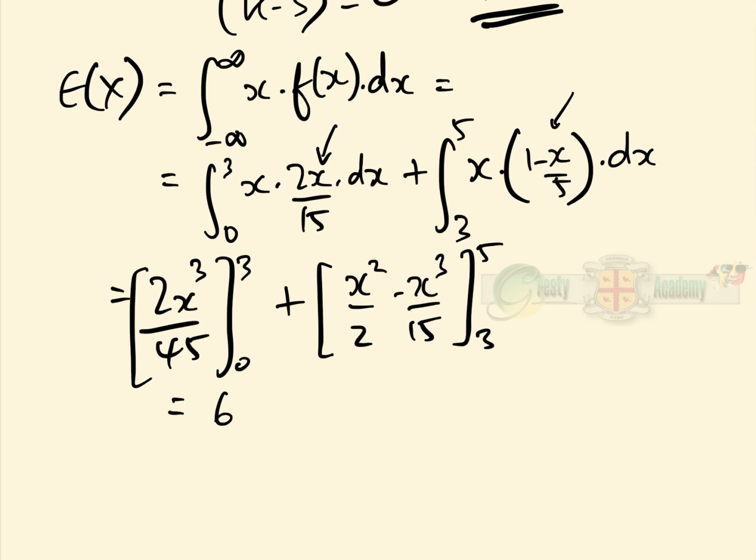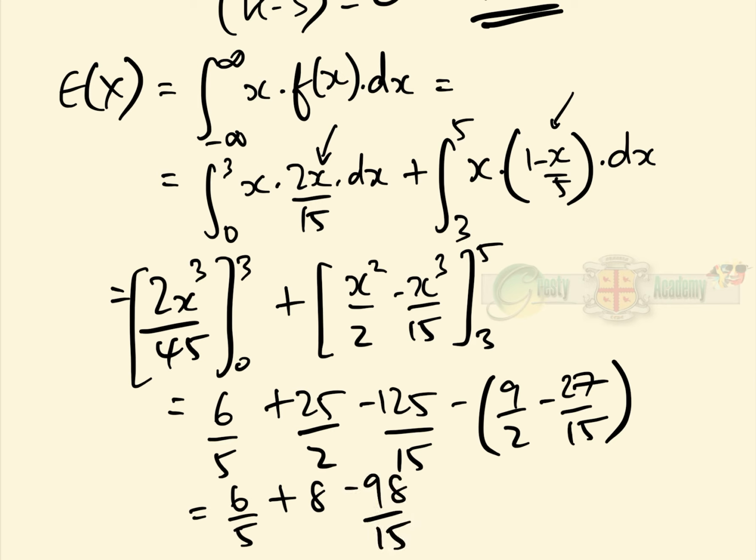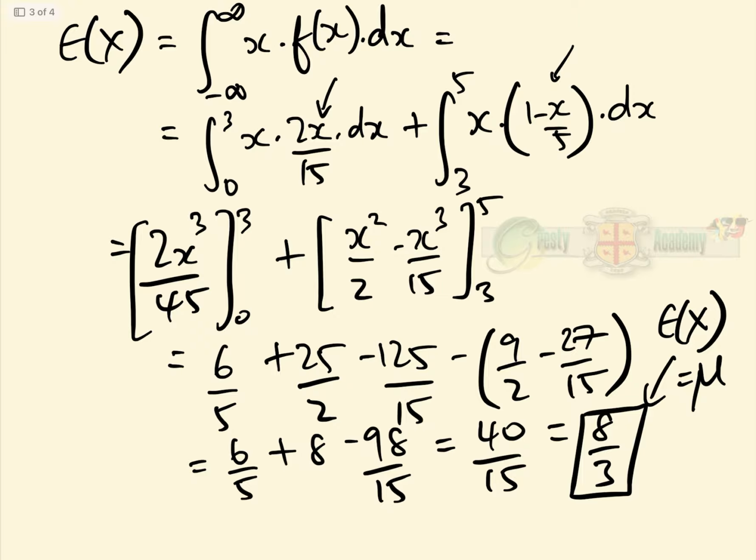So that equals 6 over 5, add 25 over 2 minus 125 over 15 minus 9 over 2 minus 27 over 15. Just got a little bit of jiggery pokery here, equals 6 over 5, add 8 minus 98 over 15, which equals 40 over 15, which equals 8 over 3. So basically our expected value of x, which equals our mean, is 8 over 3. And now what we can do is we find the variance.